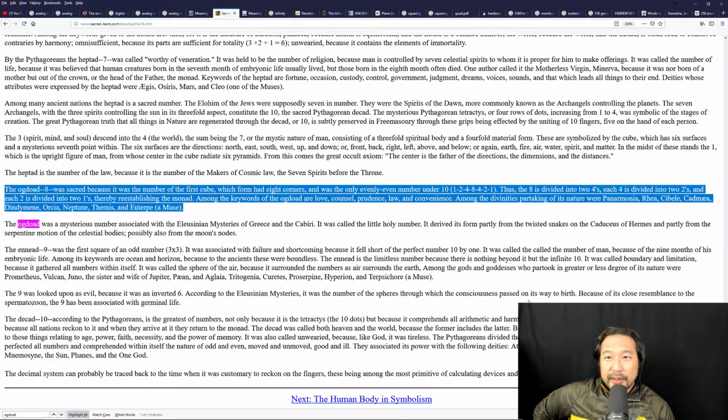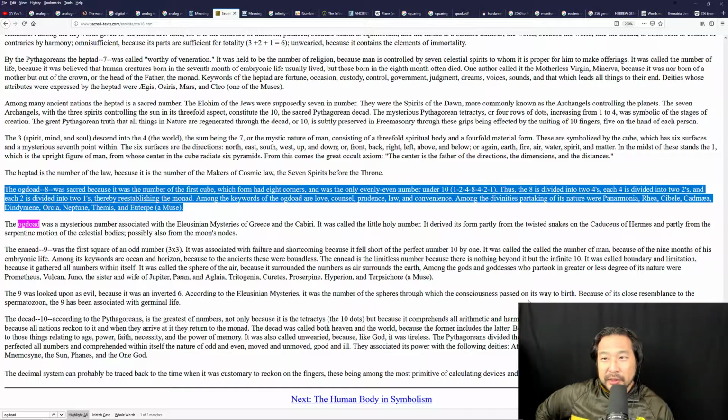1, 2, 4, 8, 4, 2, 1. Thus, the 8 is divided into two 4s. Each 4 is divided into two 2s, and each 2 is divided into two 1s, thereby reestablishing the monad. Among the keywords of the Ogdoad are love, counsel, prudence, law, and convenience.